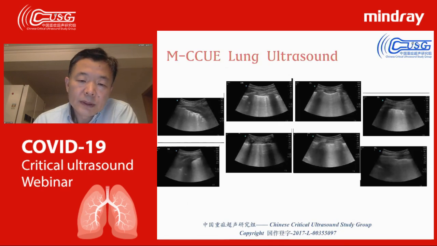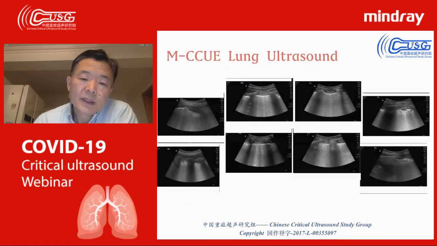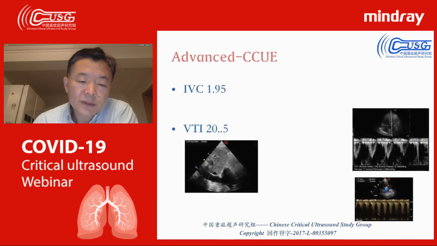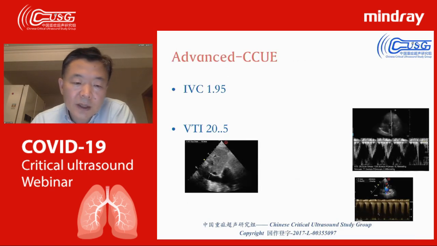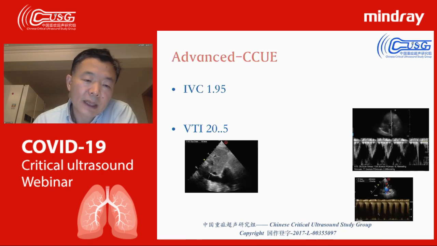So after this, the doctors also measured some data from the cardiac ultrasound. You see IVC is 1.95 and the VTI is 20. So that means the heartbeat is still in high condition. So that means the patient's cardiac output is very high.